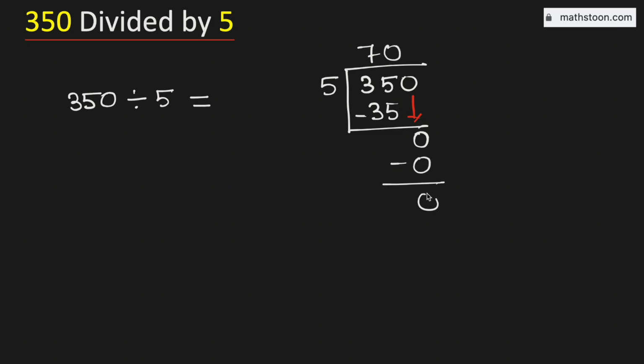Subtract, we get 0. As we have got the remainder 0 and we have no number to bring down here, so we will stop. Therefore, 350 divided by 5 is equal to 70, and this is our final answer.